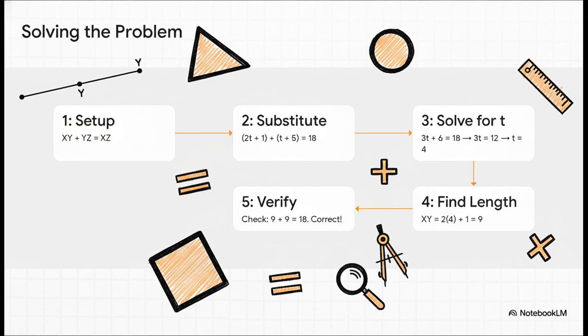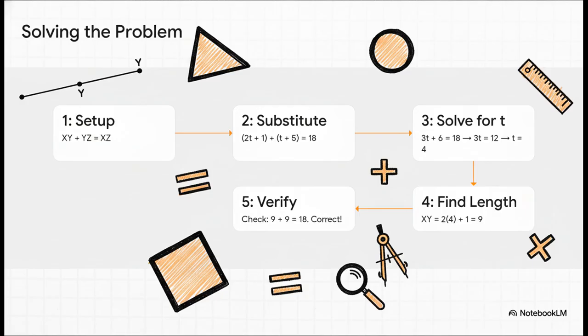Step 1 is the setup, using our postulate. Part plus part equals whole. So, xy plus yz equals xz. Easy. Step 2, we substitute in the algebra we were given. That gives us 2t plus 1 plus t plus 5 equals 18.